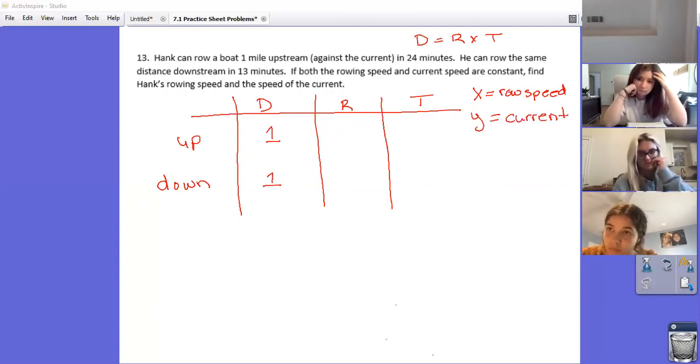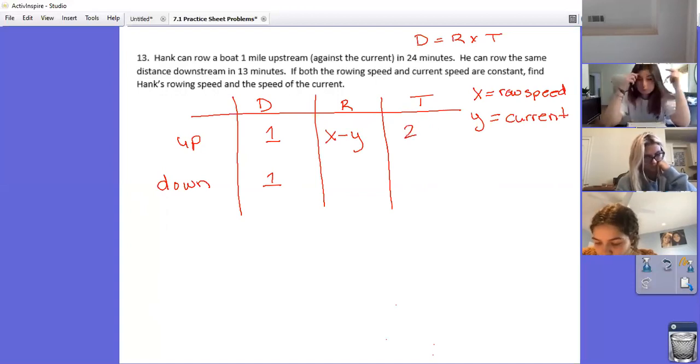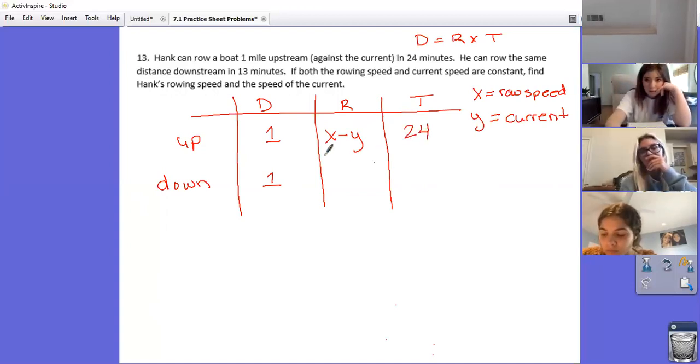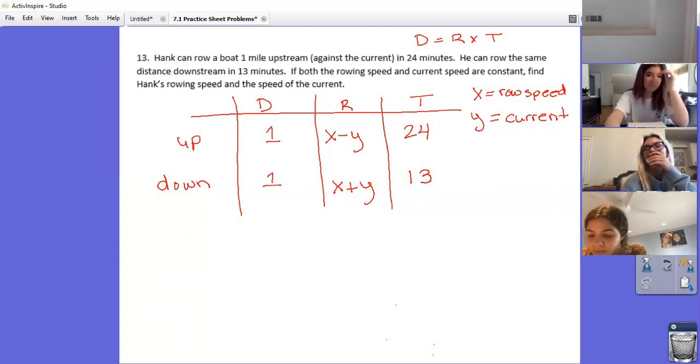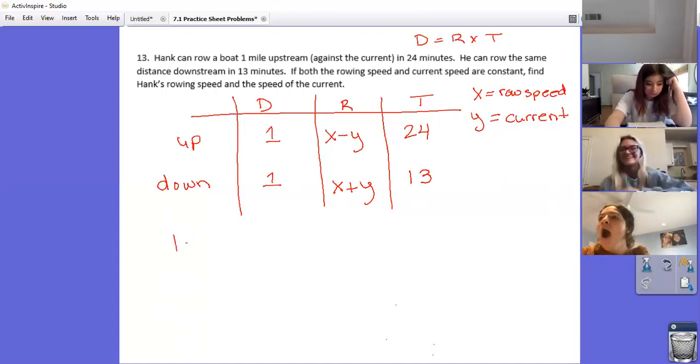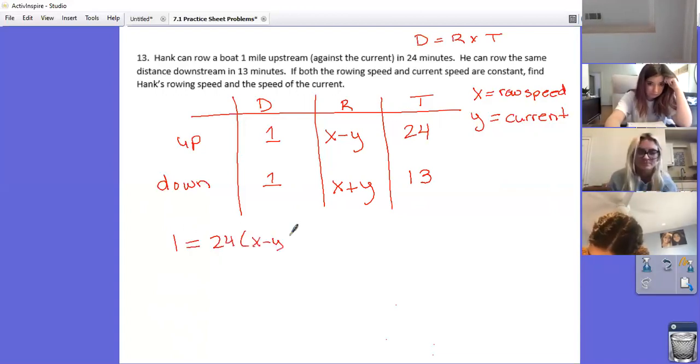So going upstream, current is working against us. So it has to be X minus Y equals 24 minutes. And then, not equals, but X minus Y times 24 would equal the 1. And then going downstream, the current's actually working with you. So you want to add them. So to set up your equations for 13, it would be distance equal to the rate times the time.